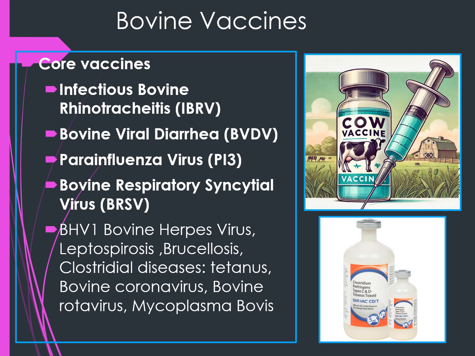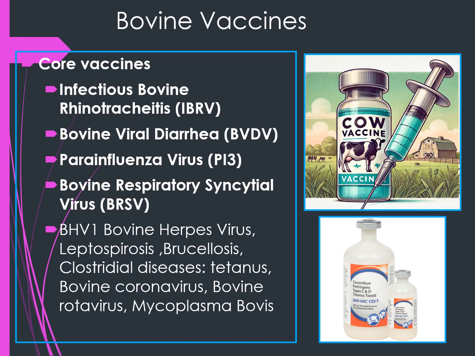For cows, the core vaccines are considered infectious bovine rhinotracheitis, which is a virus, bovine viral diarrhea, another virus, parainfluenza virus, and bovine respiratory syncytial virus. These are the 4 core for cows or cattle. Some other common vaccines that are also given and considered recommended are bovine herpes virus, leptospirosis, brucellosis, all the Clostridium diseases, and that includes tetanus.